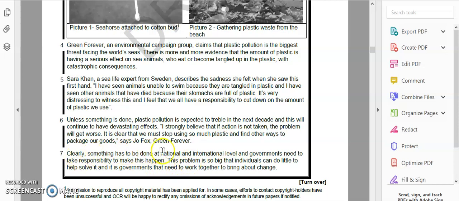clearly something has to be done at national and international level, and governments, so governments plural indicates more than one country, doesn't it?